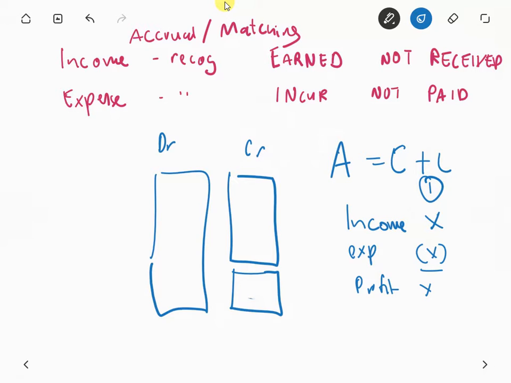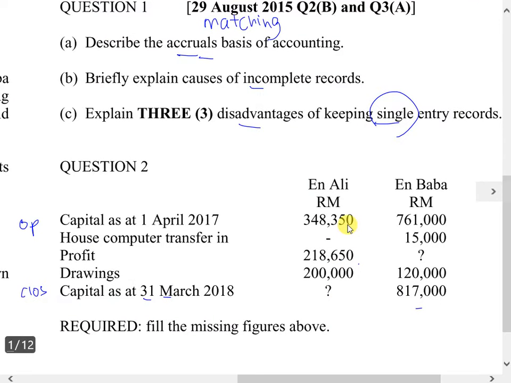Alright? So, question 1, matching concept. Explain the causes of the incomplete record. Already explained. It can be due to missing figures, due to inexperience, due to some missing invoices, or due to flood, fire, stolen. And number C, explain 3 disadvantages of keeping a single entry. We always keep double entry, one debit, one credit. We never keep single entry. Why? We look at the disadvantages.